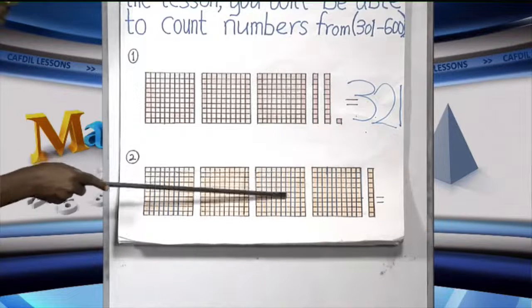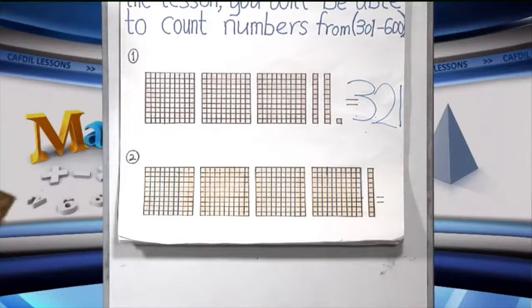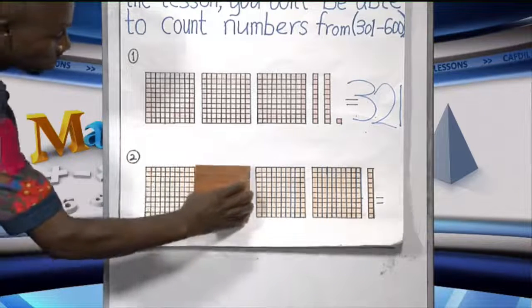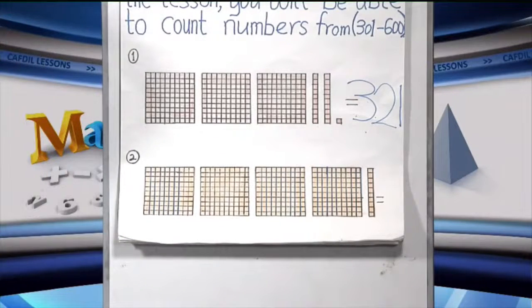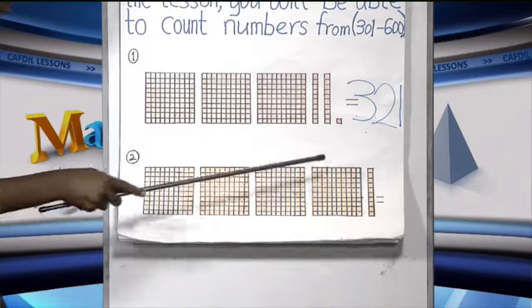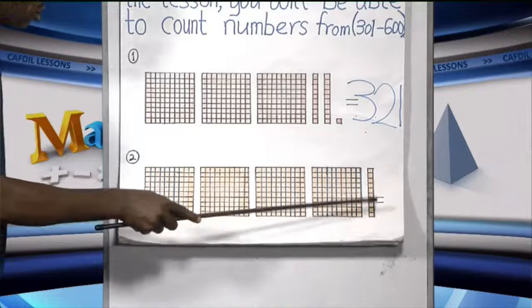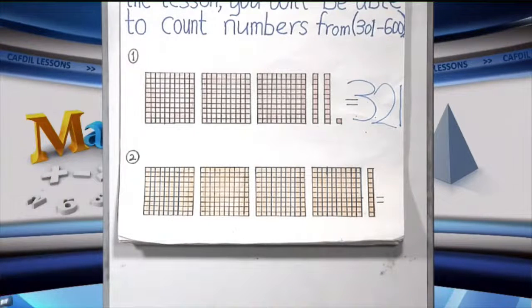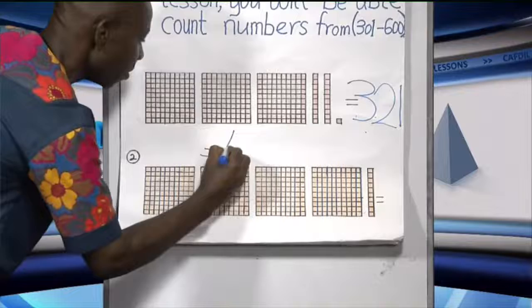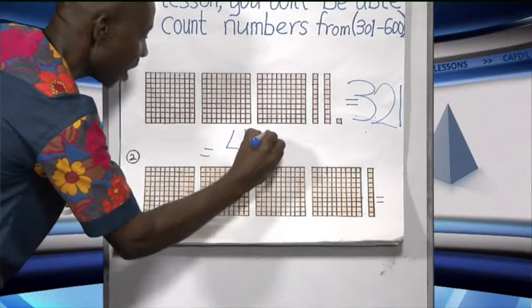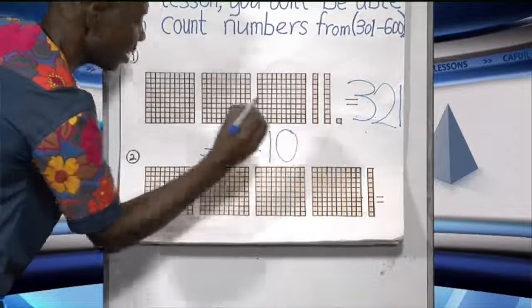For number 2, we have 1, 2, 3, 4. We have our 4 flats. So we have 4 flats. And then just 1 long. So 100, 200, 300, 400. And this shows 10. So we have 410. We can boldly write it here. 410.